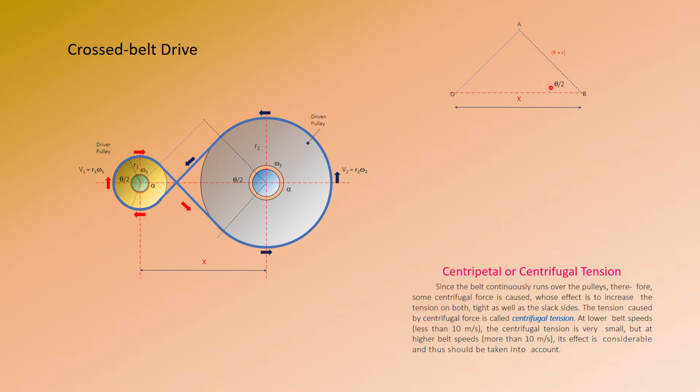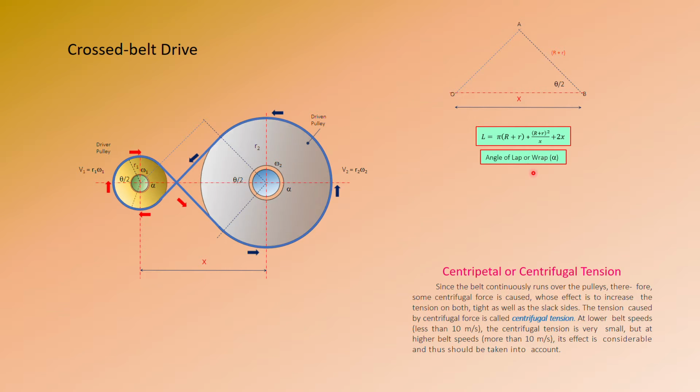And this theta over 2 here is not the angle of lap actually. It's the angle that you refer to here, which is not the angle of wrap yet. So that is the length of the belt. I've told you the length of the belt for cross belt is plus, open belt is minus. And this is the angle of wrap. This time I put it as alpha.